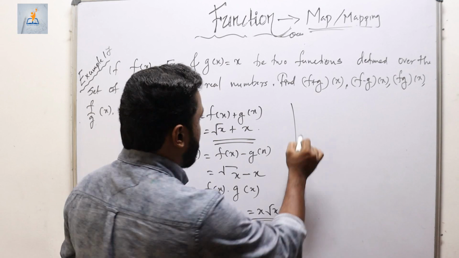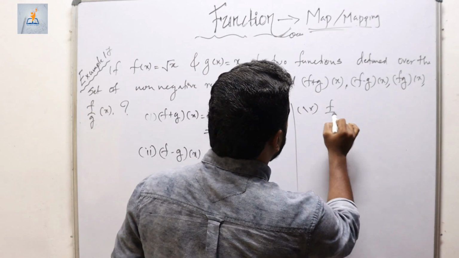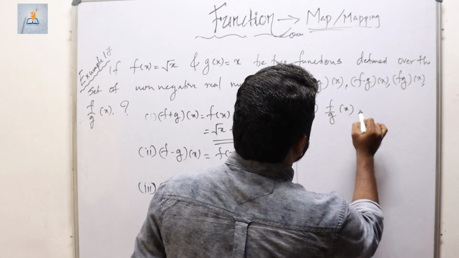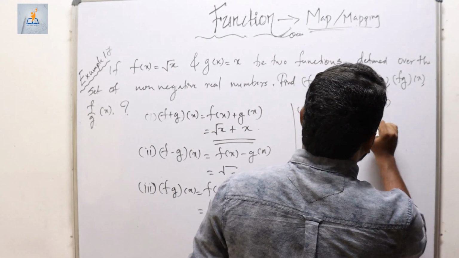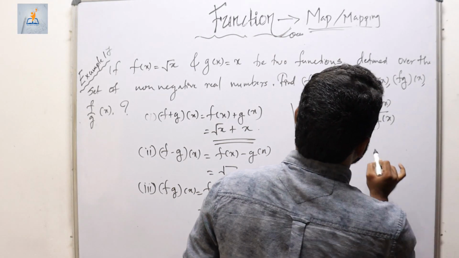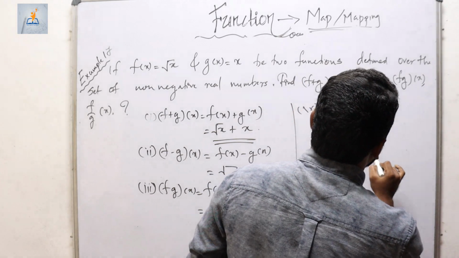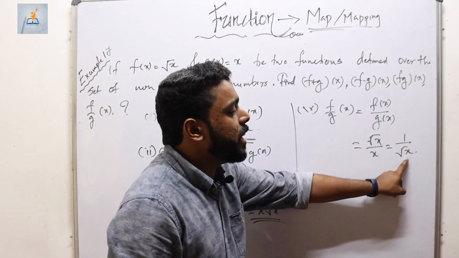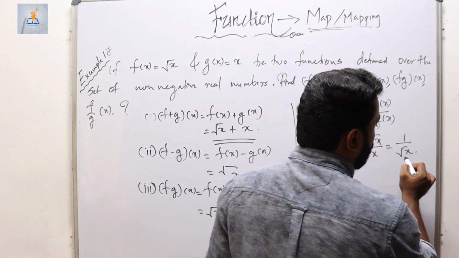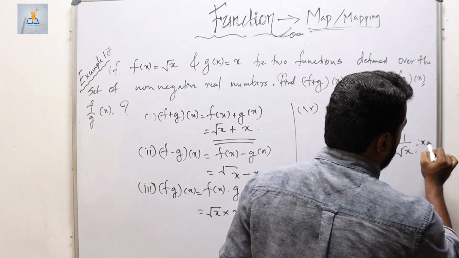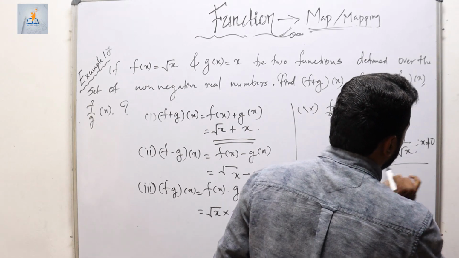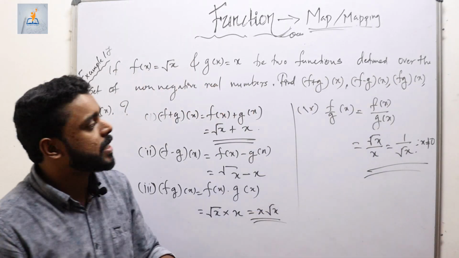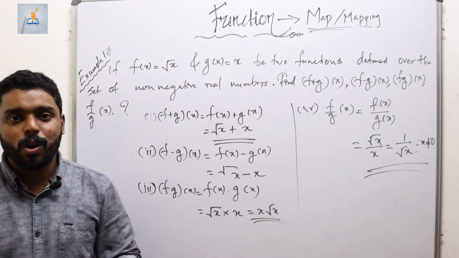Now coming on to the last one, the fourth one, f by g of x. It is equal to f of x by g of x. It is equal to root x by x. It is equal to 1 by root x. See, the denominator cannot be equal to 0. 1 by root x. Root x is equal to 0 when x is equal to 0. So x is not equal to 0 here. So this is example number 17 of your textbook.